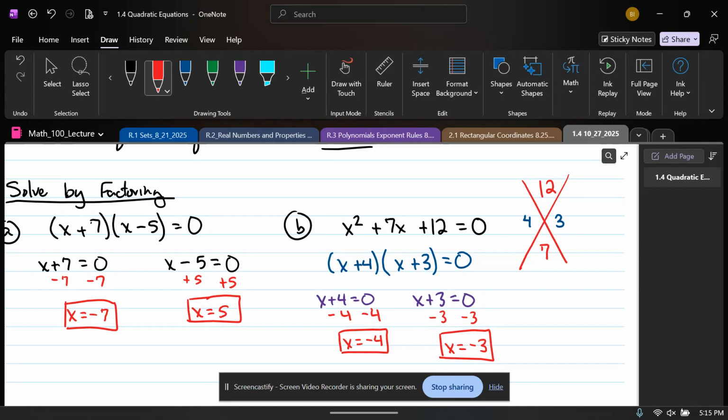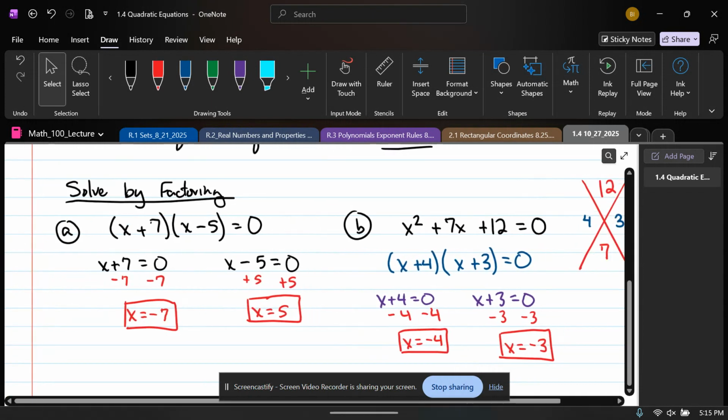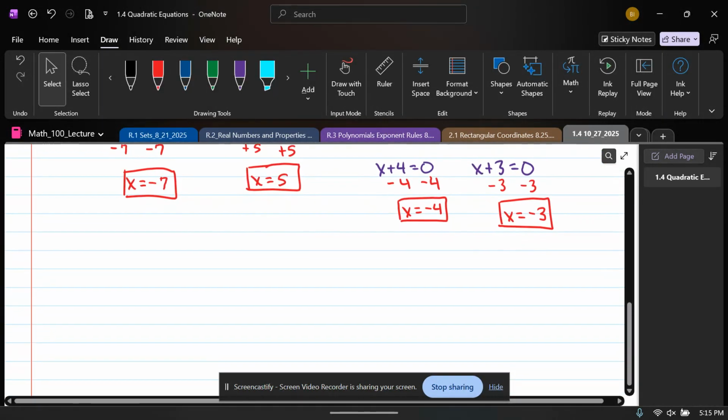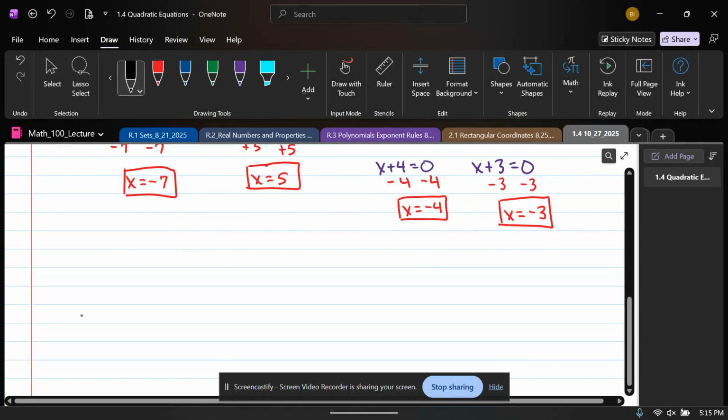Okay? So we get the factors, and then we set the factors equal to 0. That's the key to doing these. Okay? Let's go to one that isn't equal to 0 yet. Let's step it up a little bit at a time.